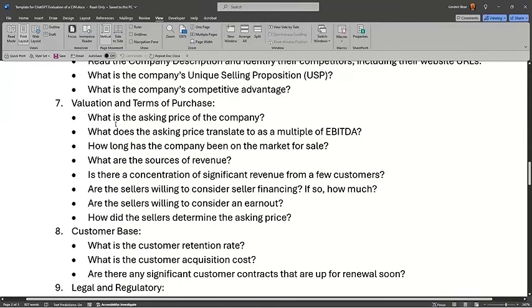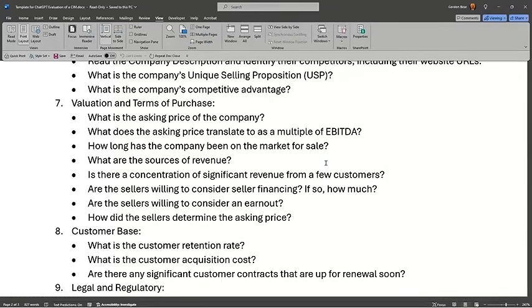Okay, now having all that information, valuation in terms of purchase. It's going to tell you in the CIM, what is the asking price? Boom, here it is. You don't have to go find it. You know exactly what the purchase price or the asking price is. What does the asking price translate to as a multiple of EBITDA? Are they asking 3 times EBITDA, 5 times, 10 times, 20 times EBITDA for the company? You're going to know. It's going to be right there.